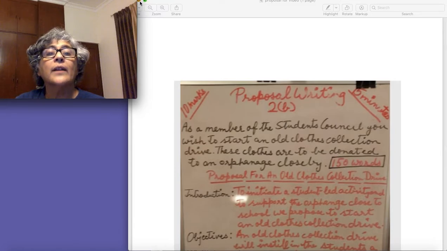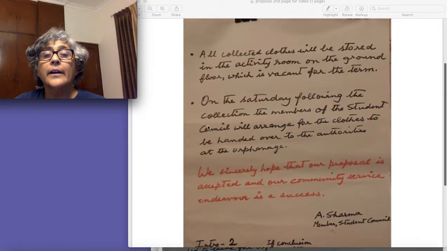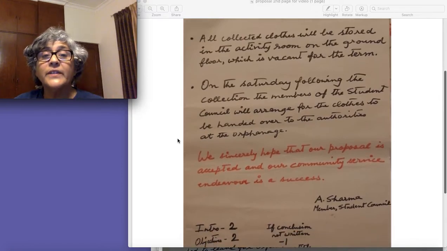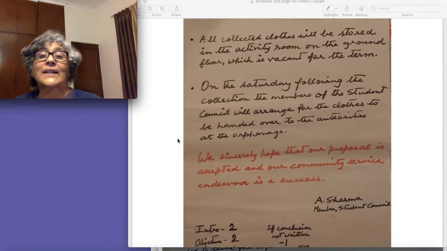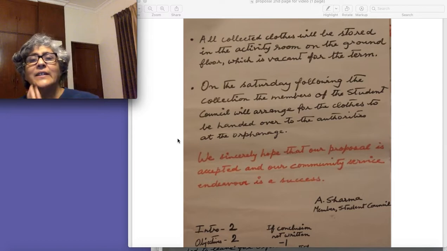Then you have the next. That was 3 points there. Then the fourth point, all collected clothes will be stored in the activity room on the ground floor, which is vacant for the term.